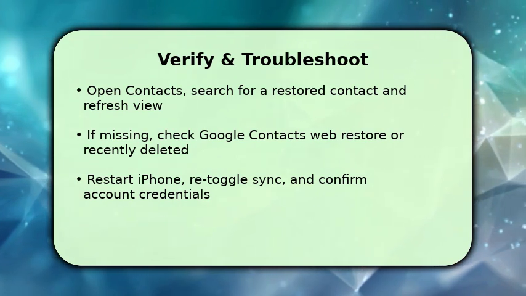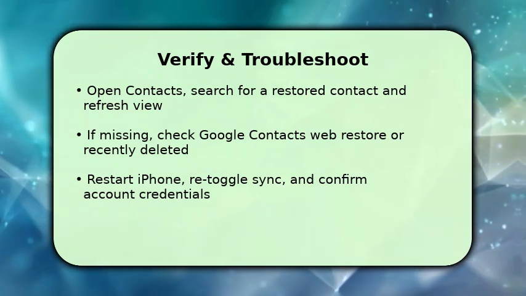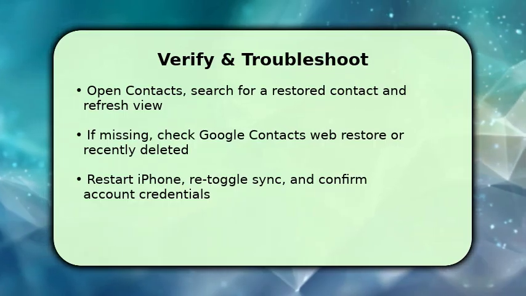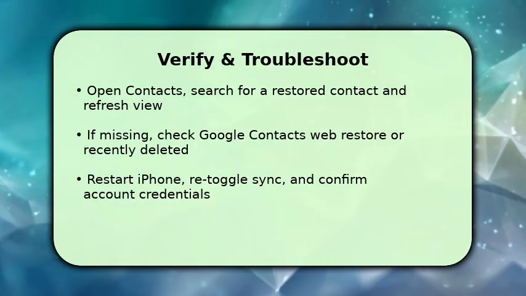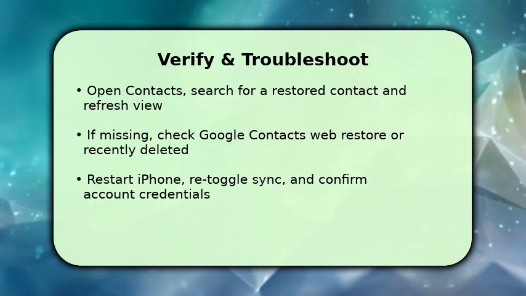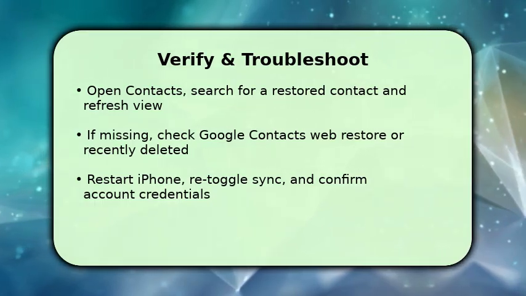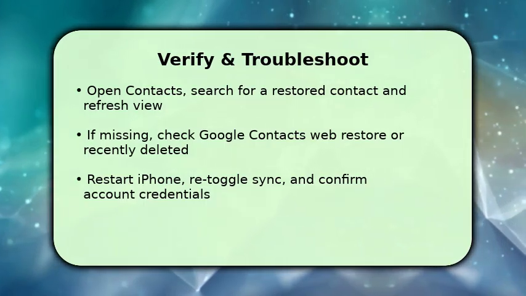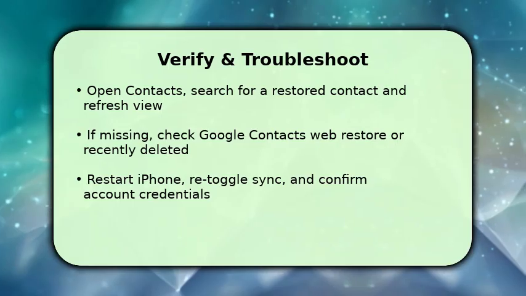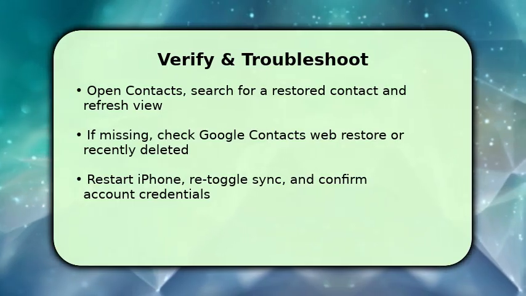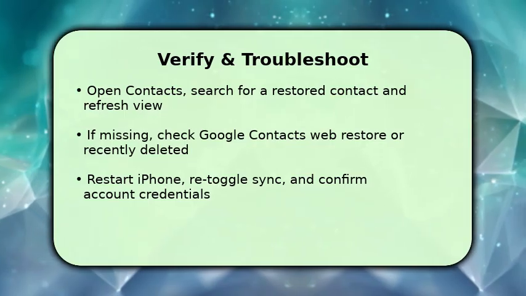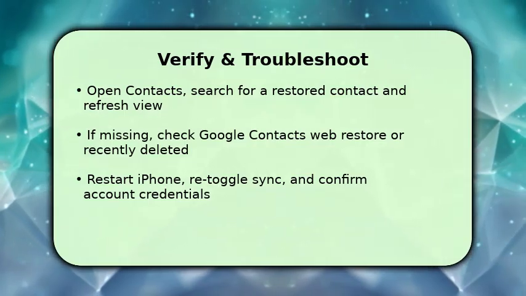Pull to refresh again. If entries are missing, visit Google Contacts on a computer to check if they exist or look in the trash to restore deleted ones, then resync. If sync fails, sign out of the Google account on the iPhone, restart the device, sign back in, and re-enable contacts. This clears token issues. One key troubleshooting tip: ensure two-step verification or app-specific passwords are handled if sign-in is blocked.